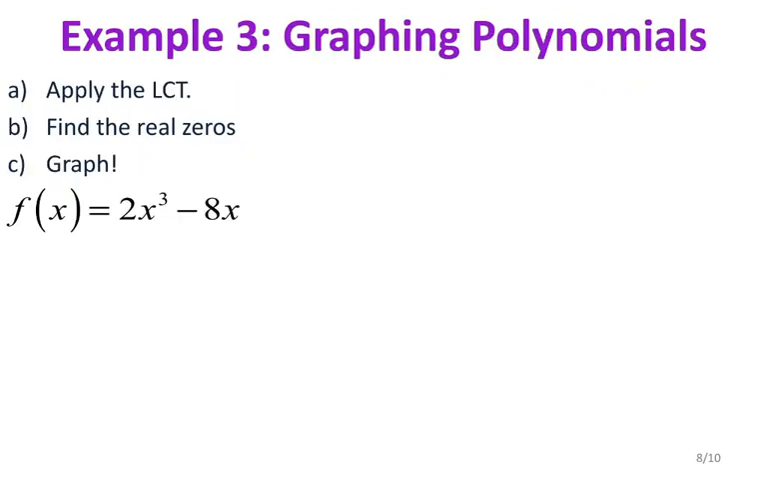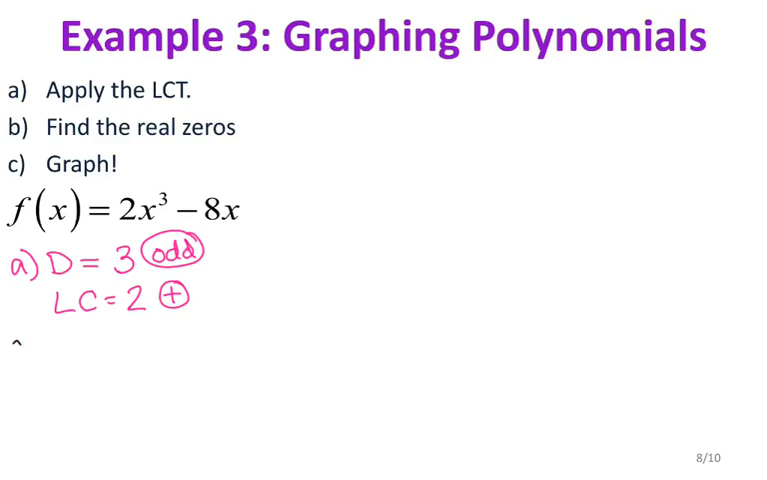Okay, so now let's actually go through the process of graphing the polynomials. To graph the polynomials, you're going to go through this 3-step process: apply the LCT, leading coefficient test, find the real zeros, and then actually create the graph. So I'm going to start by applying the leading coefficient test. I need to find my degree and my leading coefficient. Degree is your highest exponent, which is 3, which I'm going to make a note is odd. Leading coefficient is 2, which I'm going to make a note is positive.